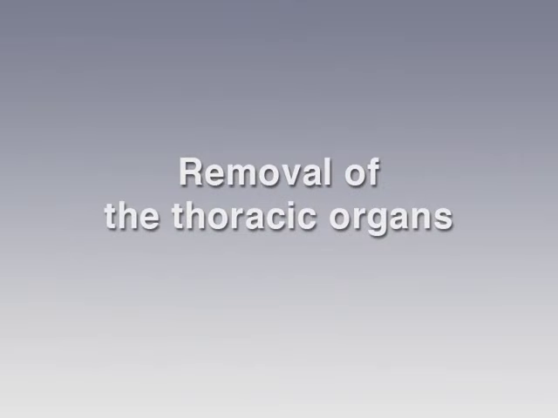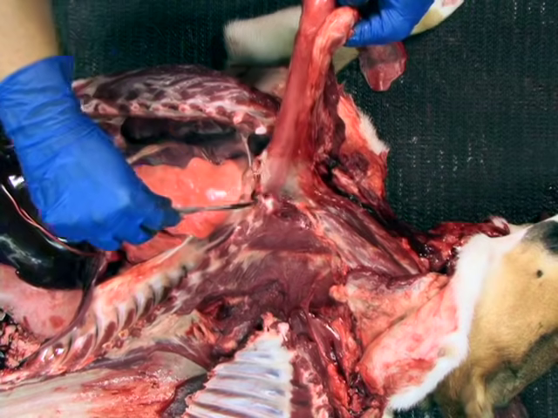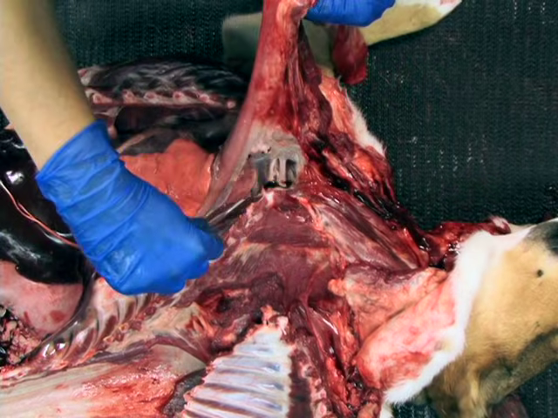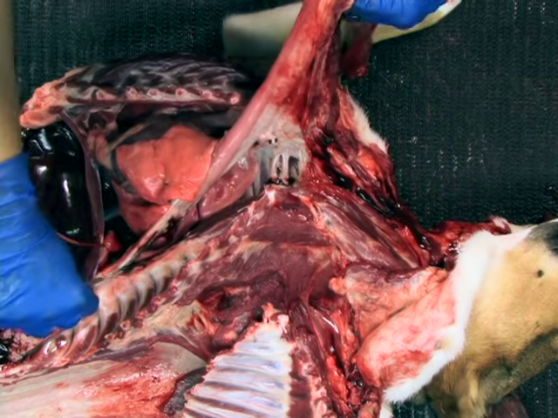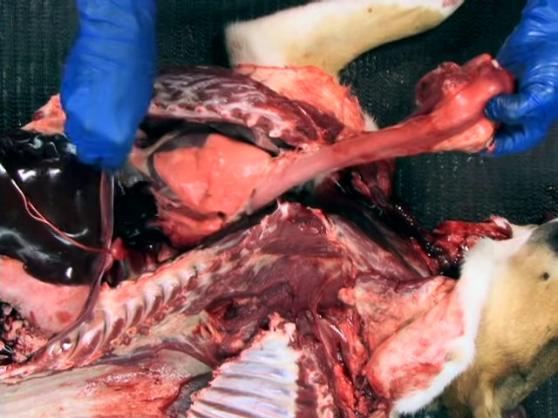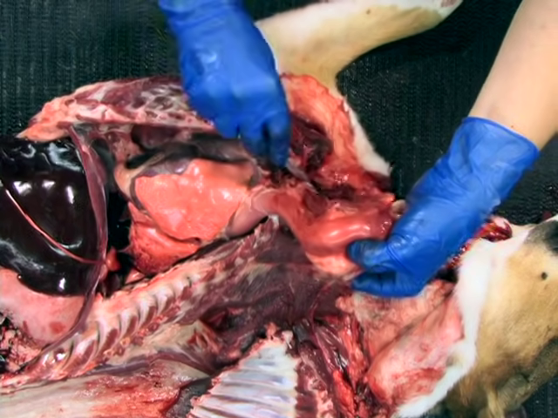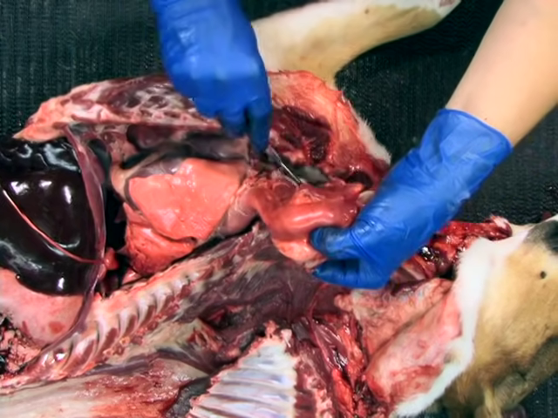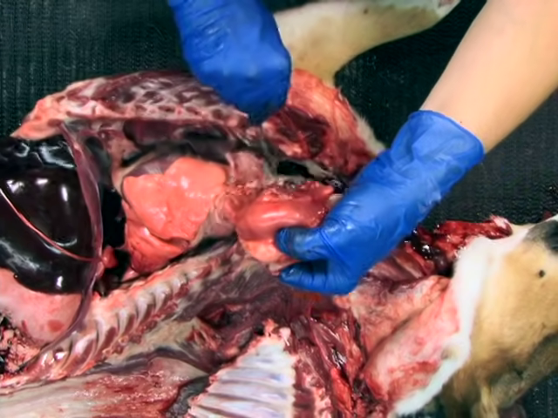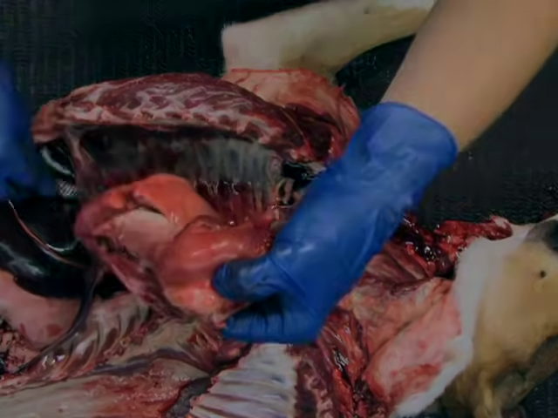Removal of the thoracic organs. Grasp the previously dissected tongue, trachea, and esophagus, and remove them together with the heart and lungs as a unit by combined caudal traction and dissection along the spinal column and sternum. Severing the aorta, vena cava, and esophagus cranial to the diaphragm will permit removal of the pluck from the thorax.